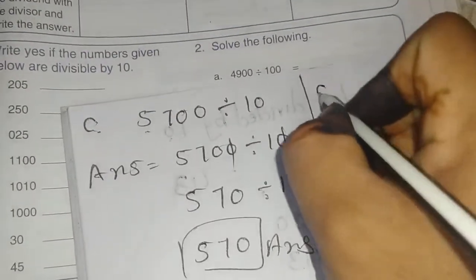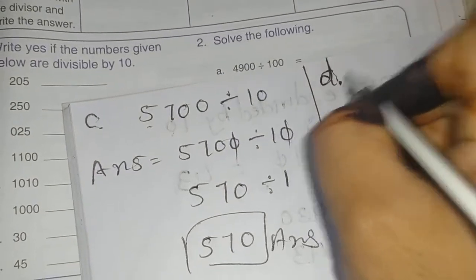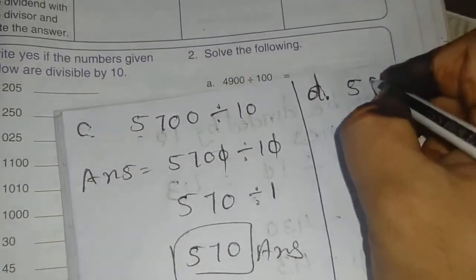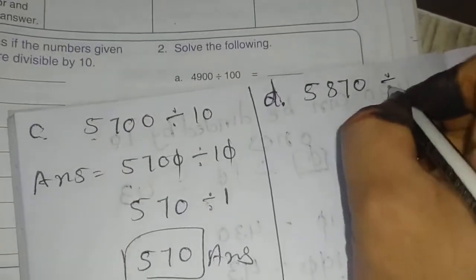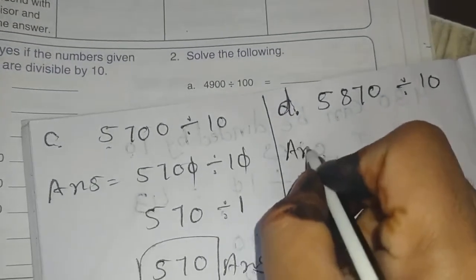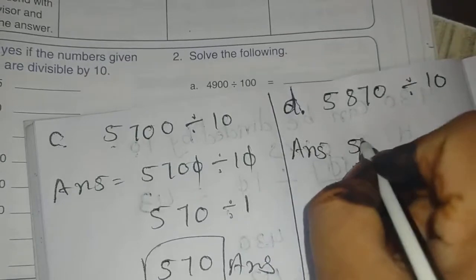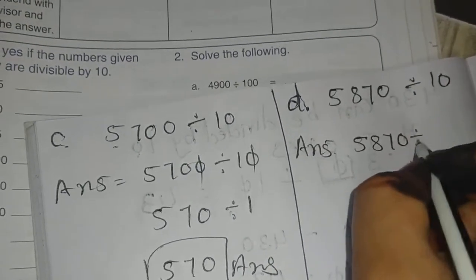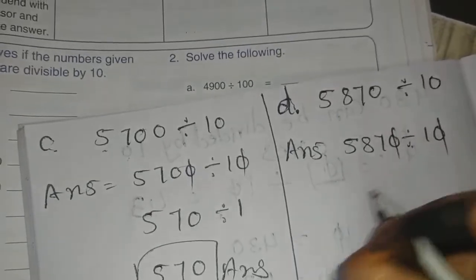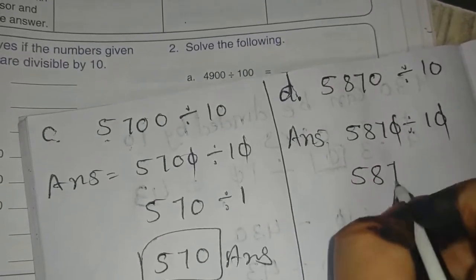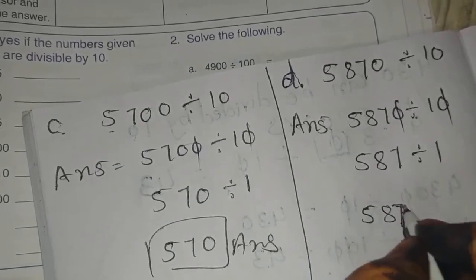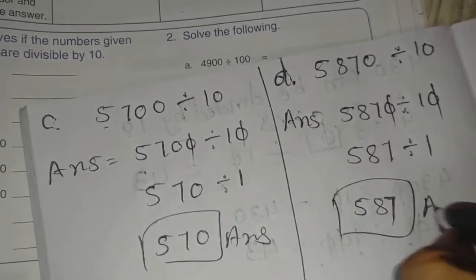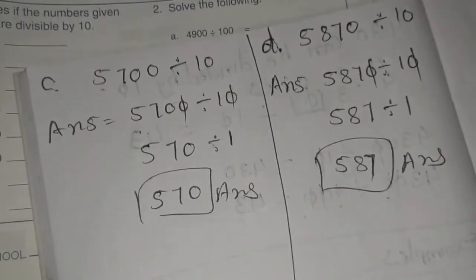Then second question, D1 question. 5870 divided by 10. So answer is 5870 divided by 10. We have to cancel the 0 over here. 587 divided by 1. So answer is 587. Answer is 587. This one is the answer. Now I'll give you 1 minute. You have to write this in your maths notebook. Then we'll start the next question.